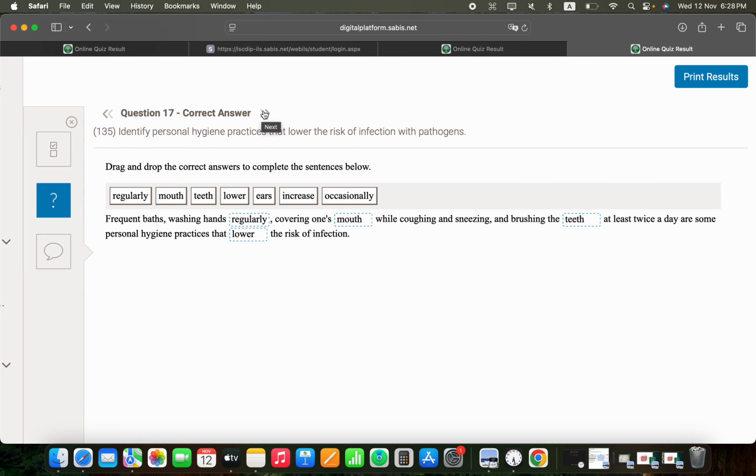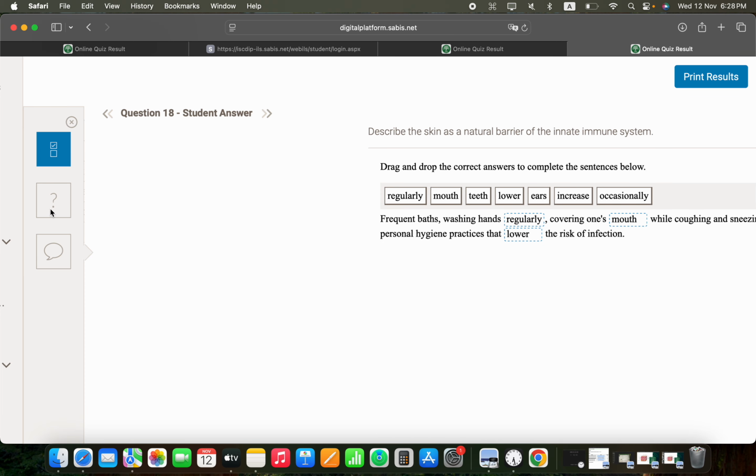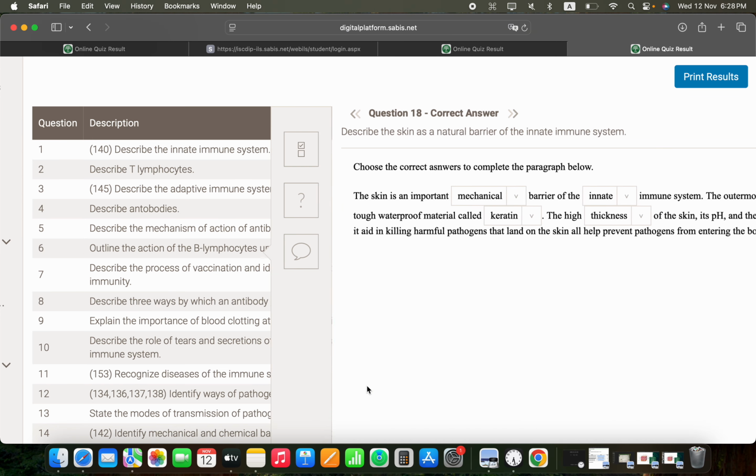This is common sense. We went through this.